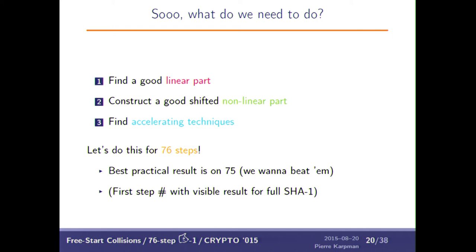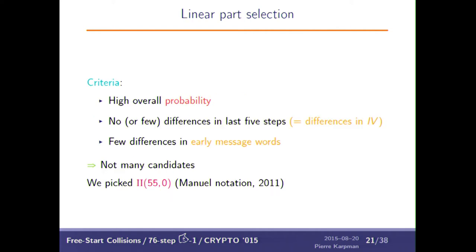So we did this for 76 steps, and there were two reasons. Well, the best practical result on collision on SHA-1 is 75, so we wanted to say, oh, we did more. And also the nice consequence is that SHA-1 has a five-cell structure with five words. If you have a collision on 76 steps, you still have one of these words that's used in the final output of SHA-1. So this gives you a partial collision on 32 bits. Of course, it is not really more important than just doing this randomly, but you can still see it, which is nice.